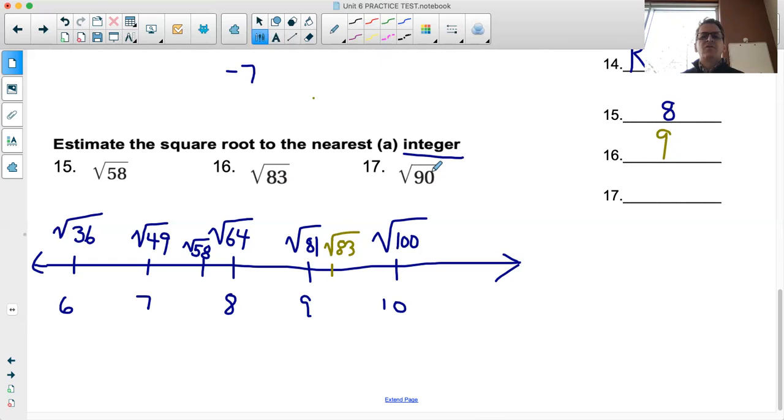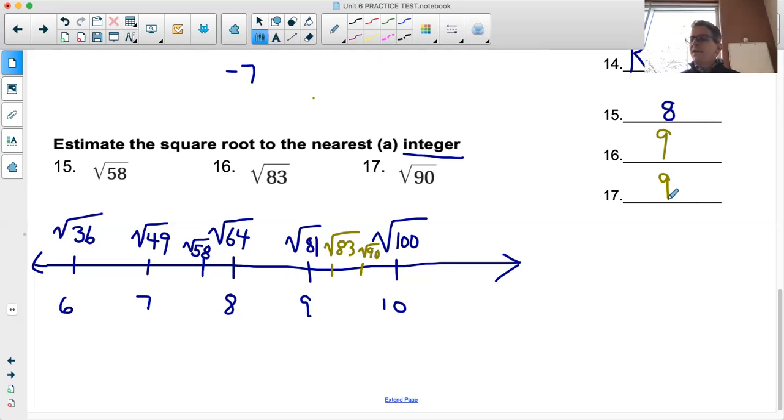Number 17, the square root of 90. Now just past 83 is the square root of 90, so I'm going to write that one down. The square root of 90 is 10 units from 100 and 9 units from 81. So again, this one is closer to the square root of 81, which is 9. And that would be that section. So use your perfect square number line to help you with those types of questions on the final test, 15, 16, and 17.